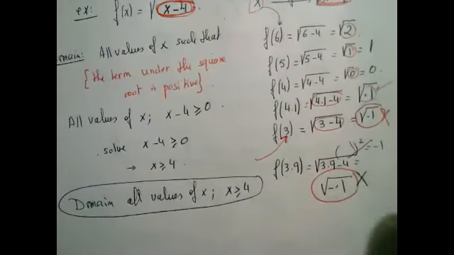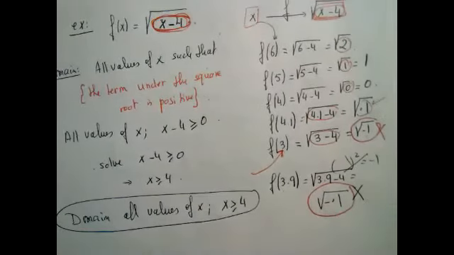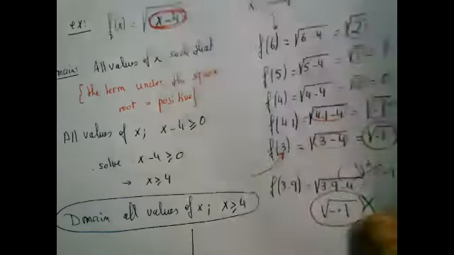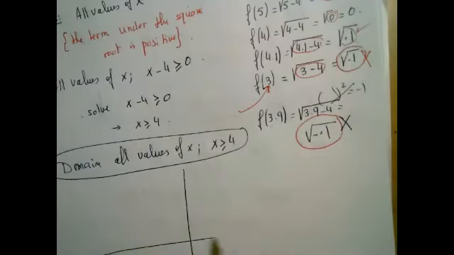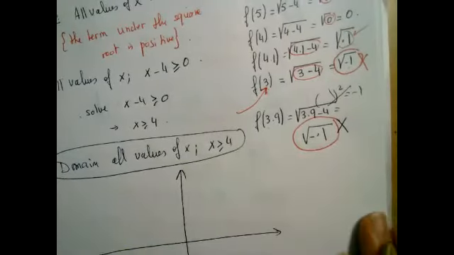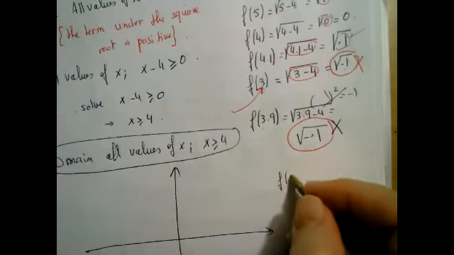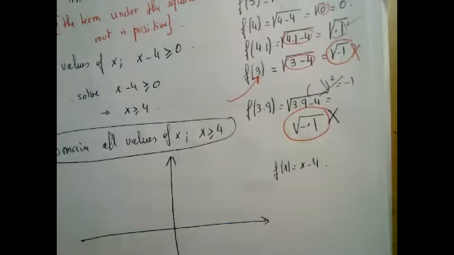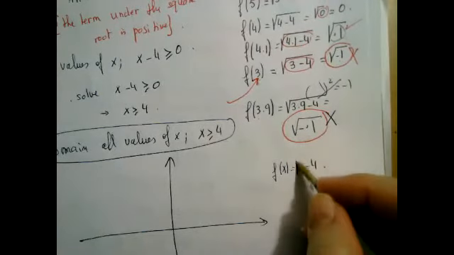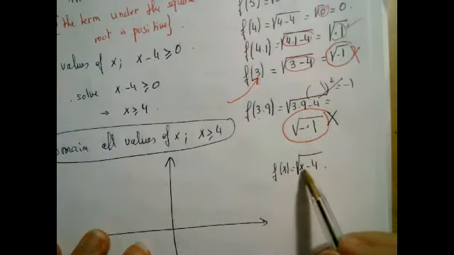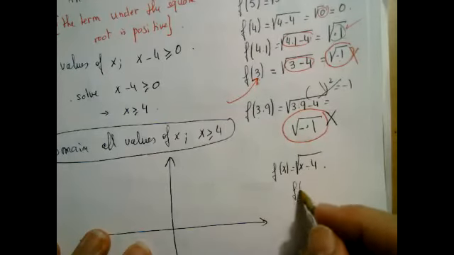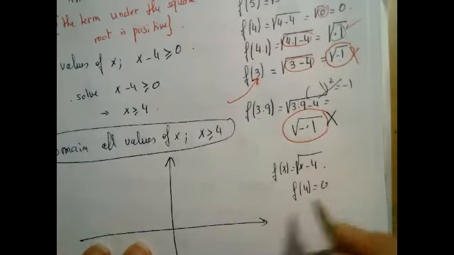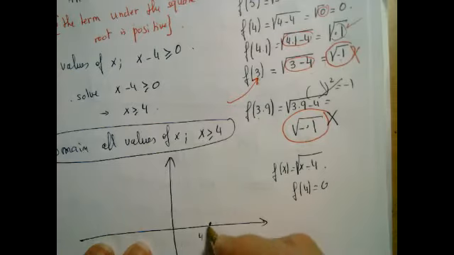Now, how would this affect the graph? If I am going to sketch the graph of this function, what would the graph look like? Suppose I'm sketching the graph. This is my function f of x equals the square root of x minus 4. At x equal to 4, f of 4 is 0. So at 4, the output is 0.